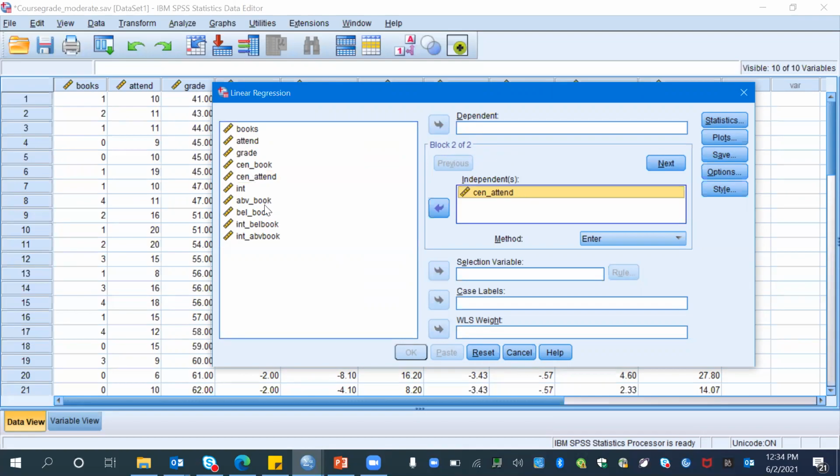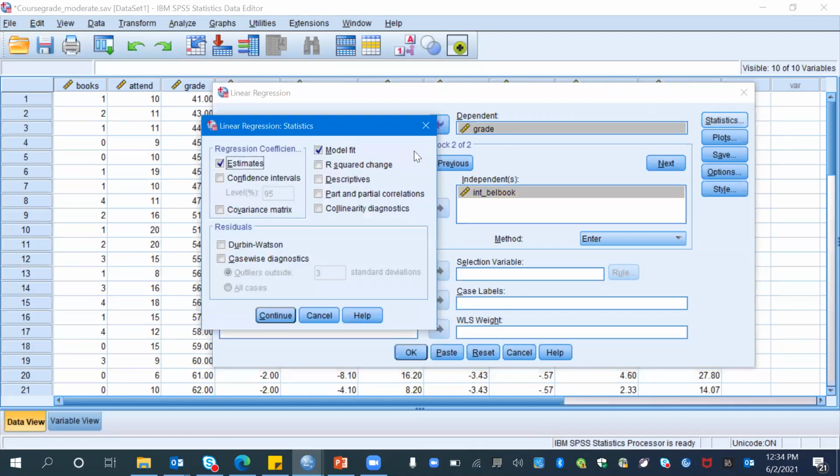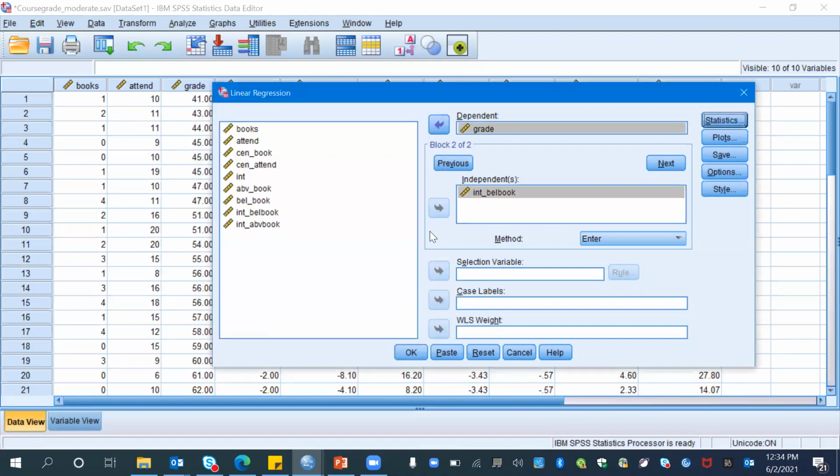My centered attendance goes in here, and then I'm going to start with below book. And then in the next step, I'm going to put that interaction with below book. I'm going to put my grades in here. I'm going to request part and partial correlations here. So again, in step 1, centered attendance and below the standard deviation for books, and then the interaction between centered attendance and below the mean of book. I'm going to run it.